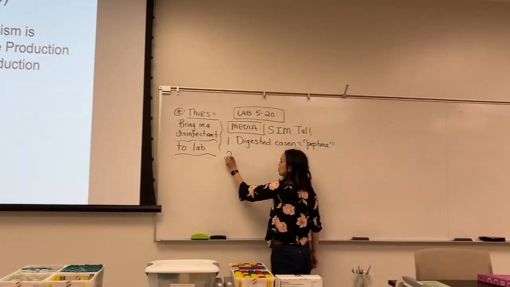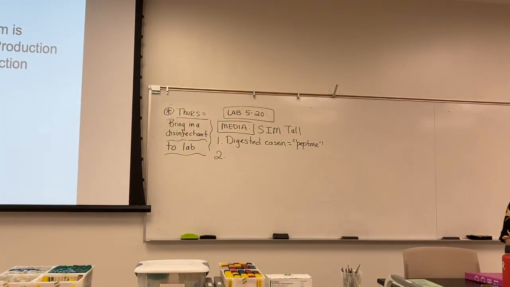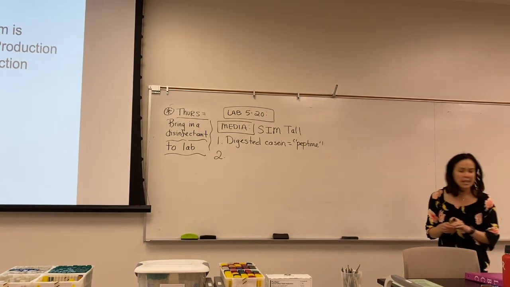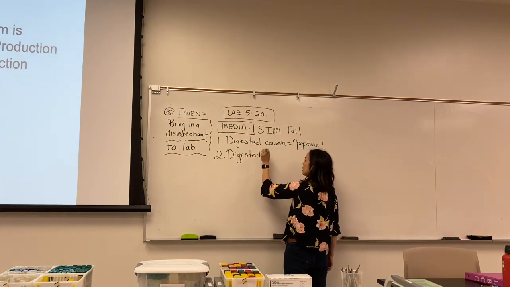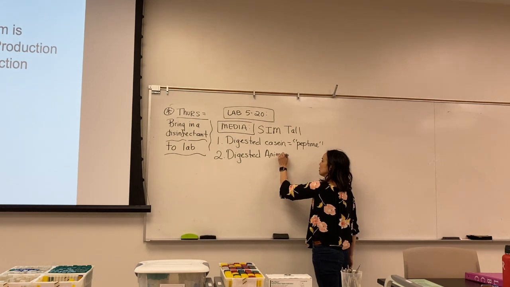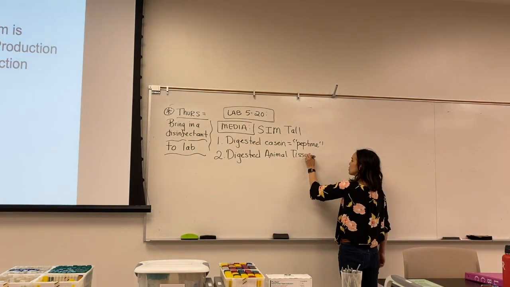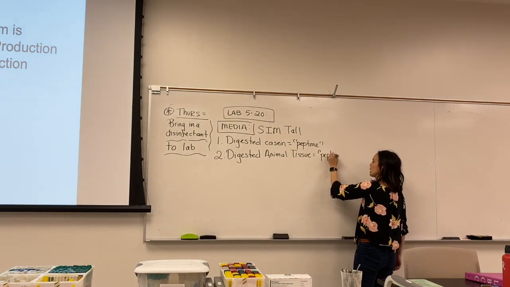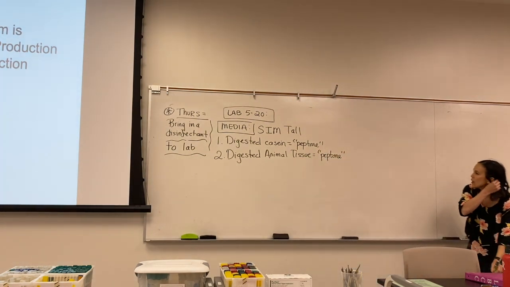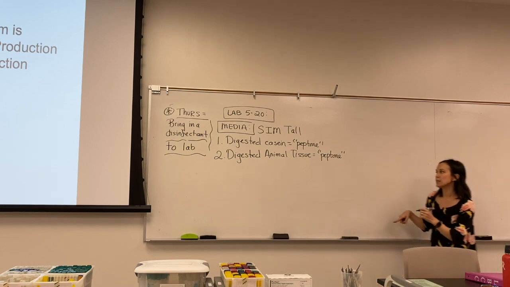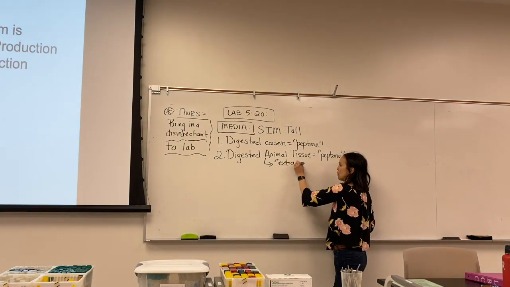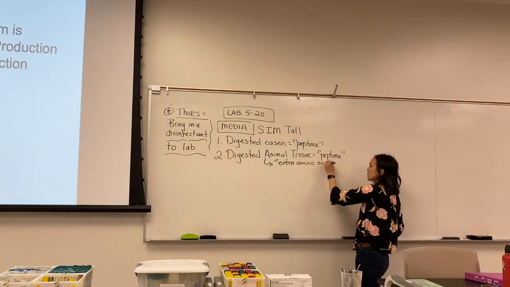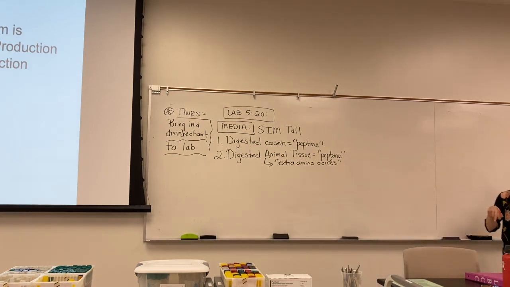And then the other thing, which is maybe a little bit strange, is it says digested animal tissue. So essentially it's going to be like extra peptone. But we're going to go back to the digested animal tissue because we're going to think of this as extra amino acids thrown in there. And we're going to focus on that for just part of our sim test.